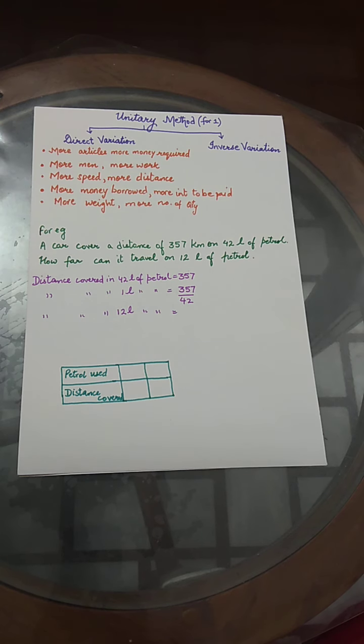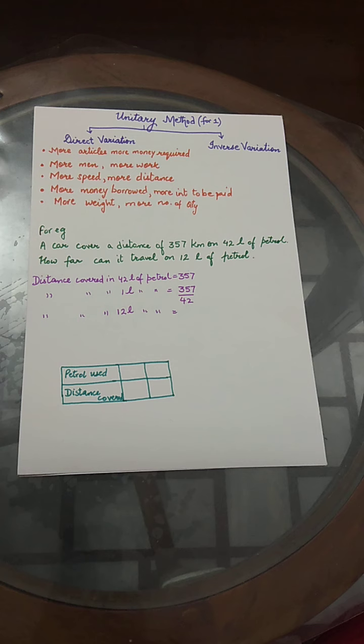Good morning, students. Today we are going to start a very easy chapter of your class 7, that is unitary method. Unitary actually means finding first for 1 unit, it means 1, and then finding for the next number you are asked, whether it is less or more than what is given.